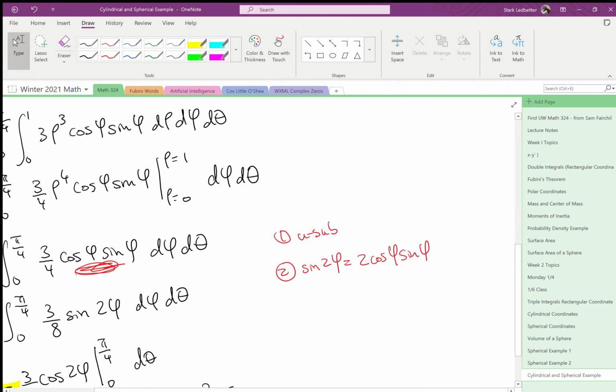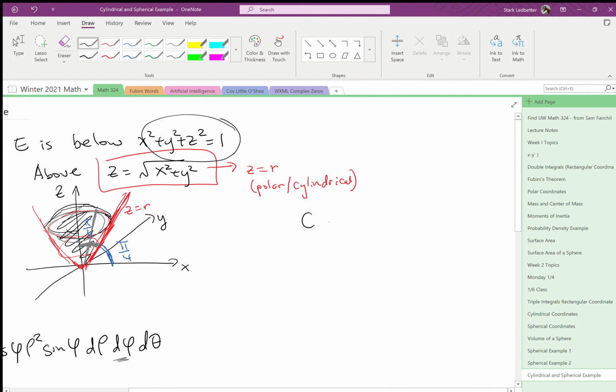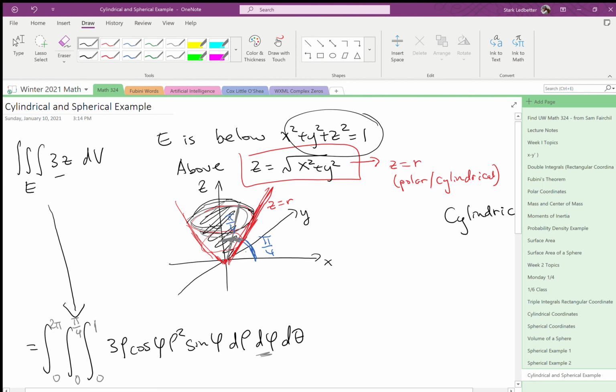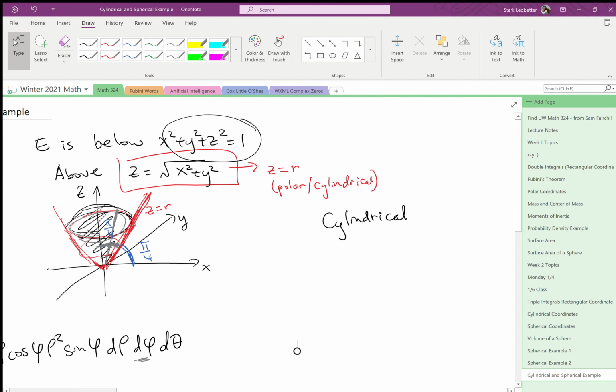Let's do it with cylindrical, because it's kind of maybe more calling out for cylindrical. At least that's what it feels like to me. Once we did the polar, it seemed very natural because phi went from 0 to pi over 4. But certainly before I tried that, I would have thought cylindrical. So let's see if we can do it that way.